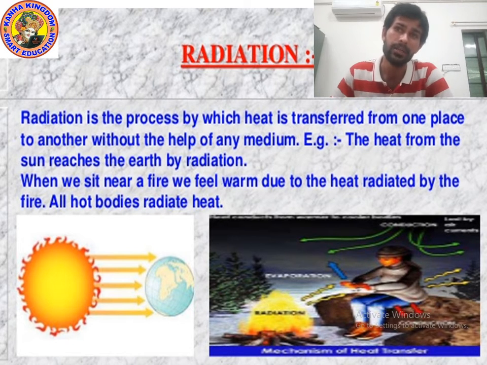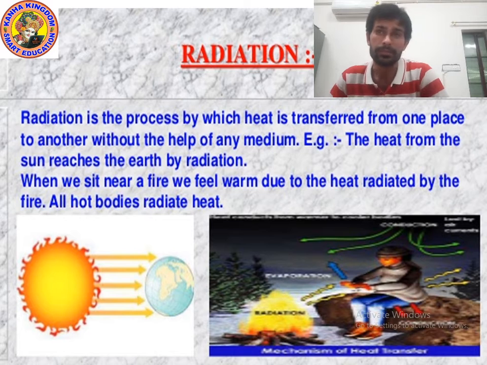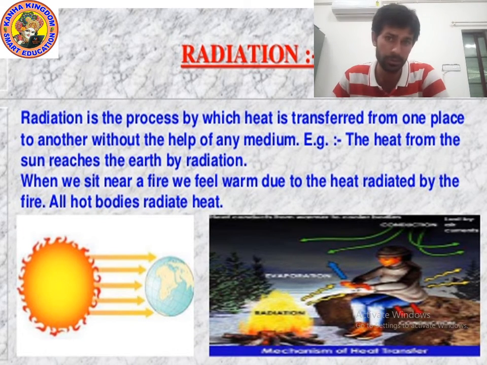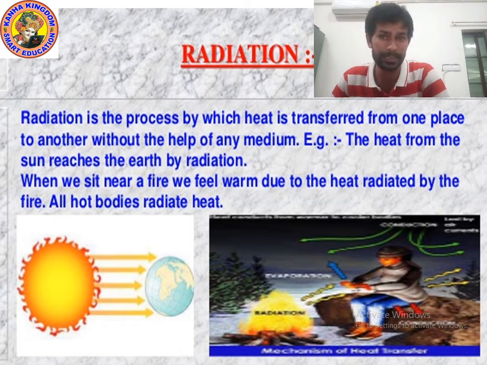No medium is required. For example, you know sunlight reaches the earth. For sunlight no medium is required, meaning it can also travel in vacuum. Vacuum means without air, no medium, because air is a medium. Air is a mixture of gases, meaning air is a gas. So to transfer the heat from the sun to the earth, no medium is required. Without any medium heat can transfer.